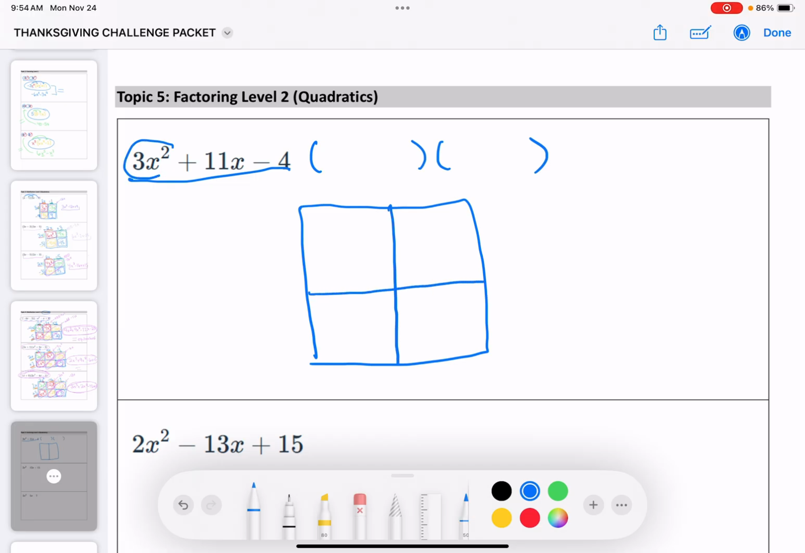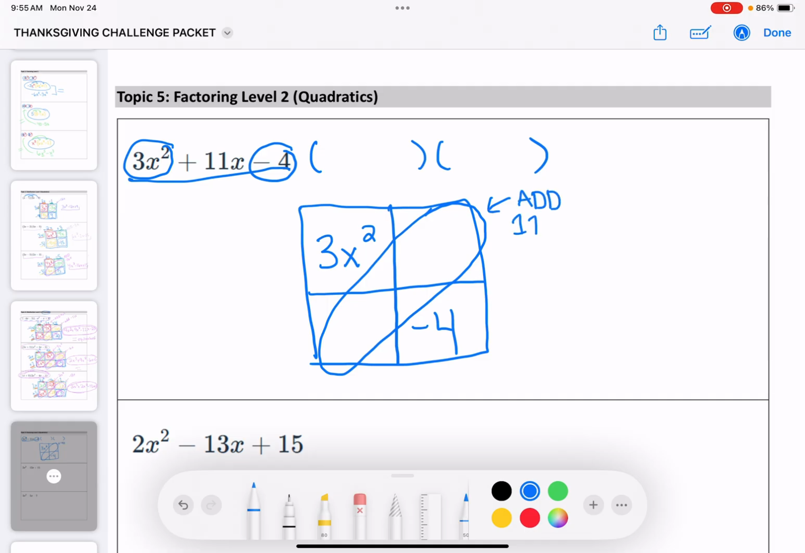So I know my 3x squared goes in this box. I know my negative 4 goes in this box. And I know that these two boxes add up to 11x. So what's crazy is you're going to do a times c as a shortcut.